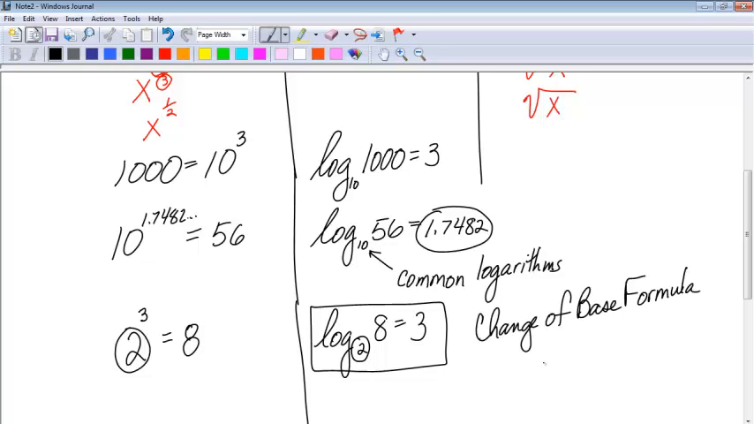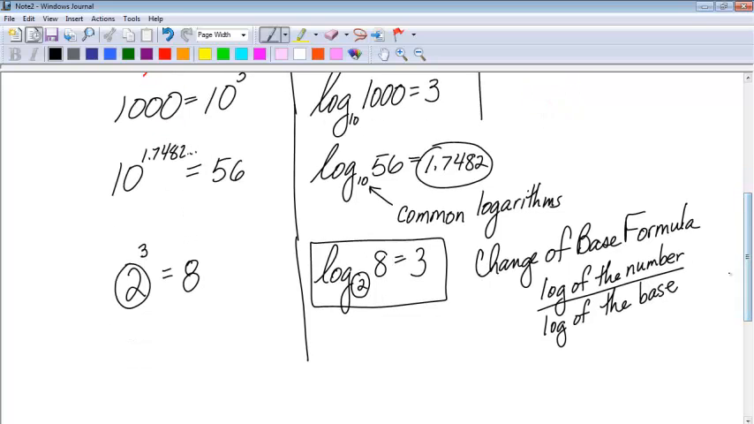The change of base formula says it's the log of the number divided by the log of the base. Log of the number divided by the log of the base. So if I just punch in the log of 8, you can see you're going to get the wrong answer. Log of 8 is the calculator figuring it base 10.